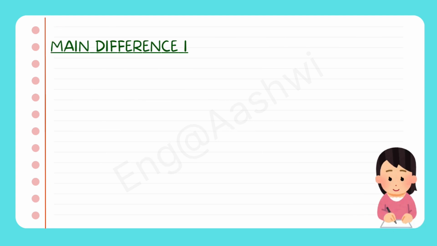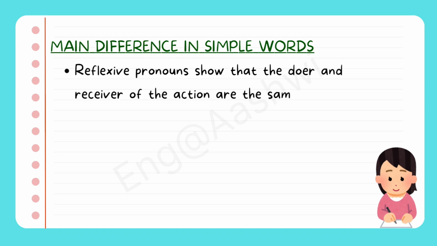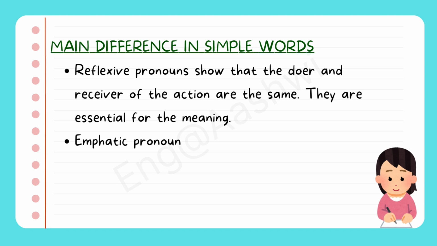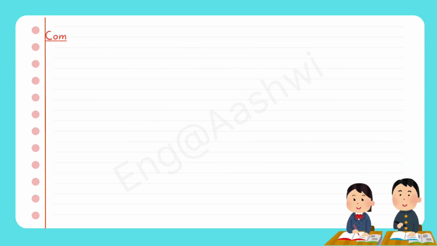Now this is just a recapitulation, or we can say the main difference in simple words. Reflexive pronouns show that the doer and receiver of the action are the same. They are essential for the meaning. Emphatic pronouns only add stress or importance to the subject. They are optional for the meaning.